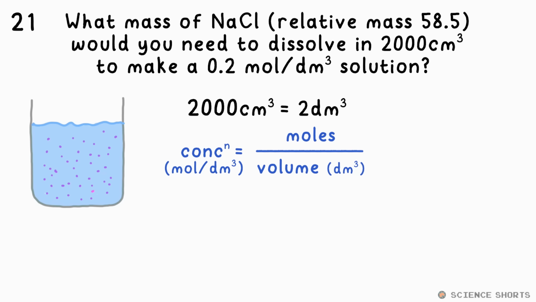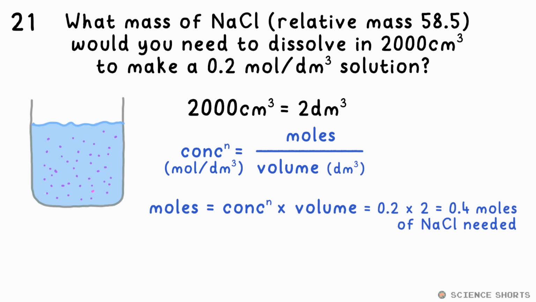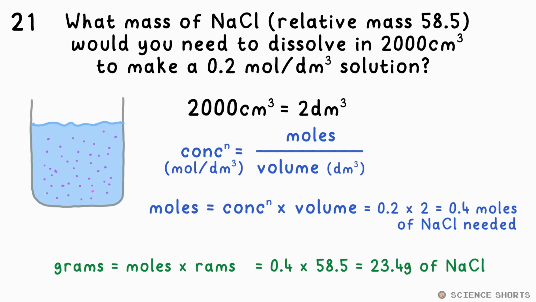We need moles, but we've been given 0.2 moles per decimeter cubed, or moles divided by decimeters cubed. So multiplying by our volume of 2 decimeters cubed, well, we're just left with moles, and that's 0.4 moles. Finally, using moles equals grams over RAMs again, we see grams equals moles times RAMs, so 58.5 times 0.4 means we need 23.4 grams of sodium chloride.